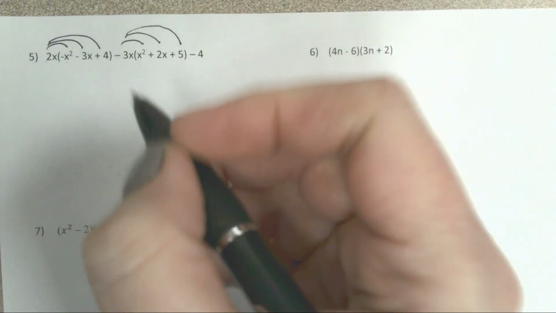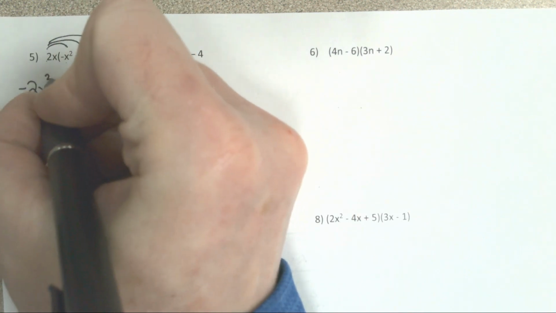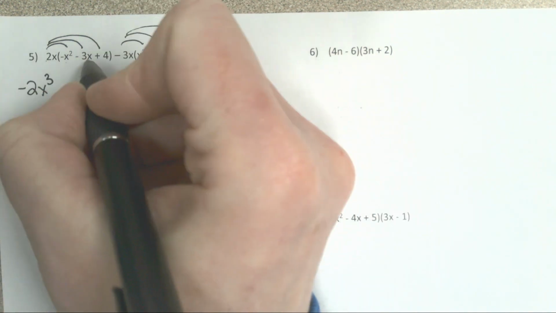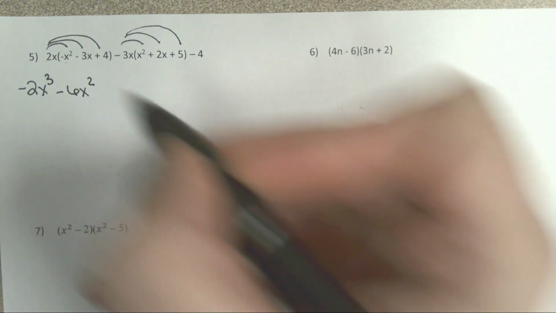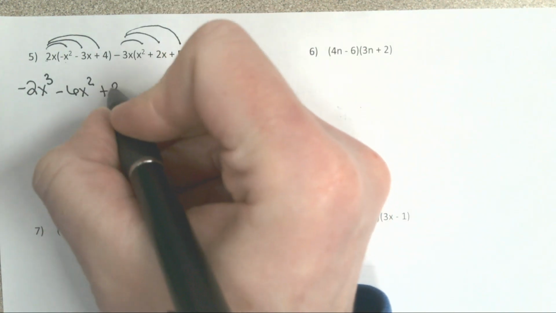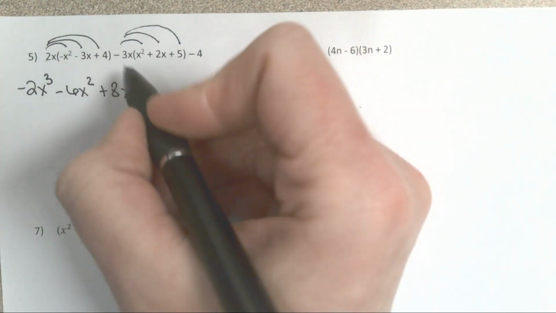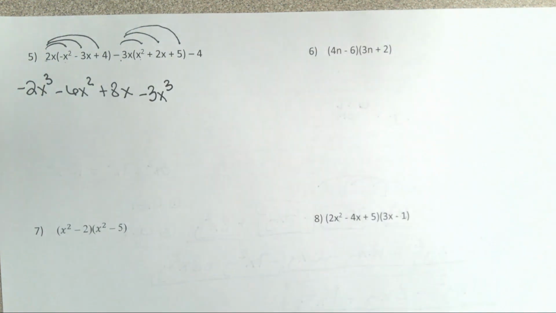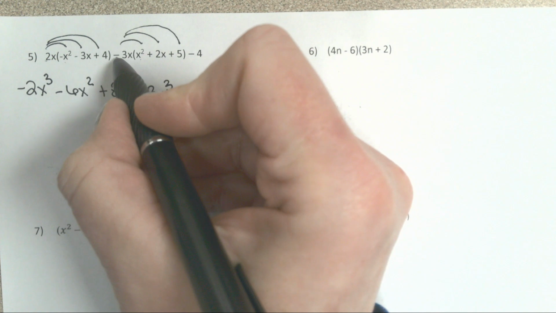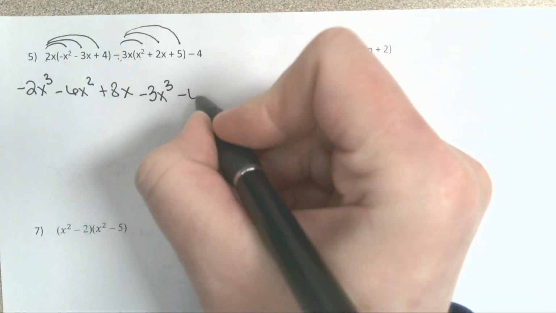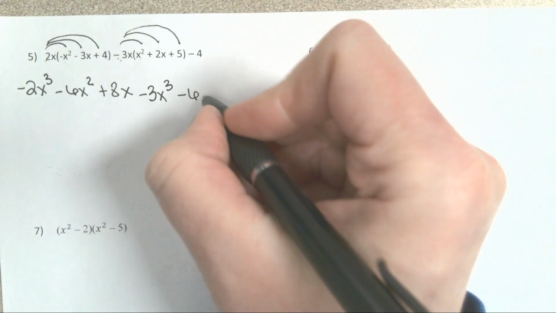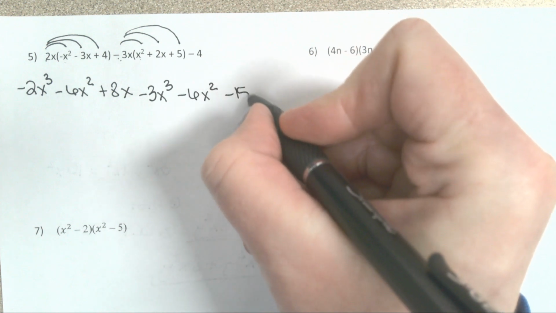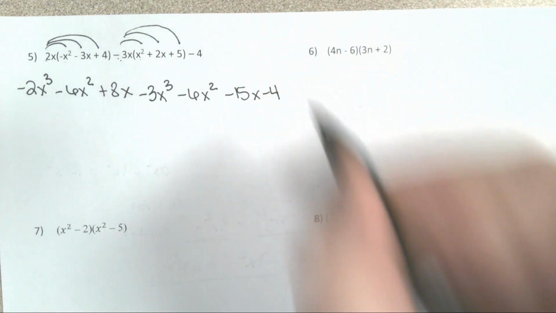2x times negative 1x squared is negative 2x to the third. 2 times negative 3 is negative 6. X times x is x squared. 2x times 4 is 8x. That job is done. Negative 3x times x squared is negative 3x to the third. Just had to add your exponents. Here I'm going to take negative 3 times 2 and get negative 6. And x times x is x squared. Negative 3 times 5 is negative 15x. And then bring down and rewrite your negative 4.